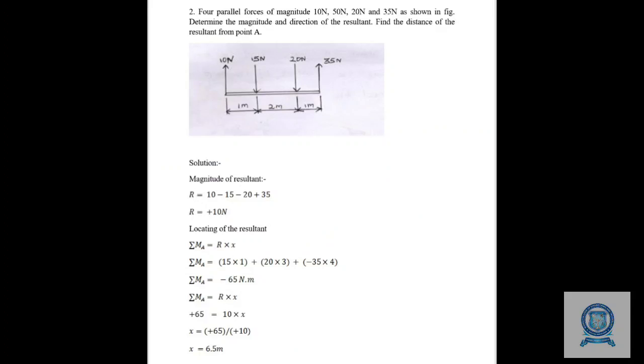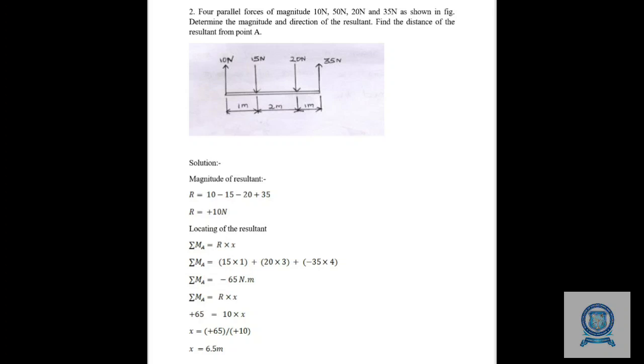Okay, students, now we can see a problem based on moments. I will read out the problem first. Four parallel forces of magnitude 10, 15, 20 and 35 Newton are acting as shown in the figure on a member AB of length 4 meters. Determine the magnitude and direction of the resultant force. Find the distance of the resultant from point A.